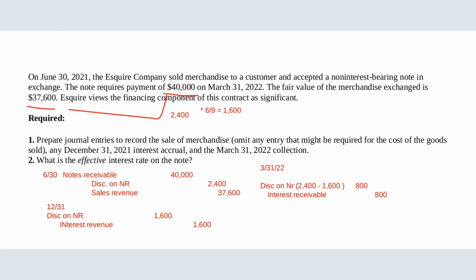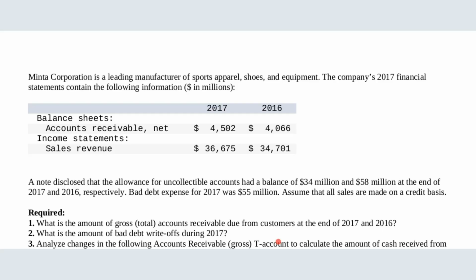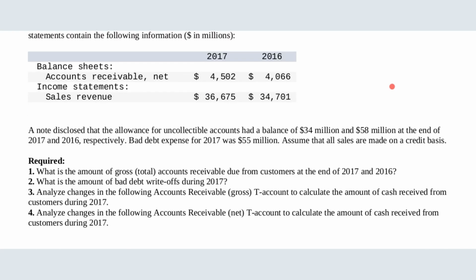Okay, so that's that. This problem is similar to what we've done, except that they're asking you for accounts receivable net, but it's pretty much the same with the allowance and all that. So you should be able to figure this out. All right. Are there any questions before we leave?